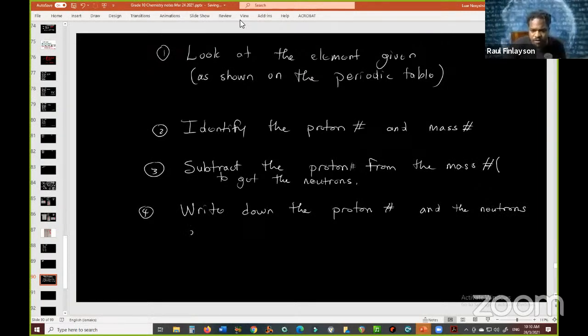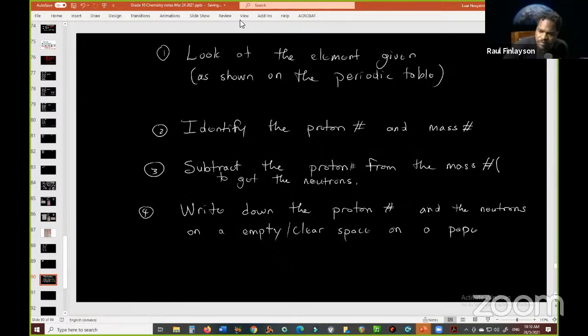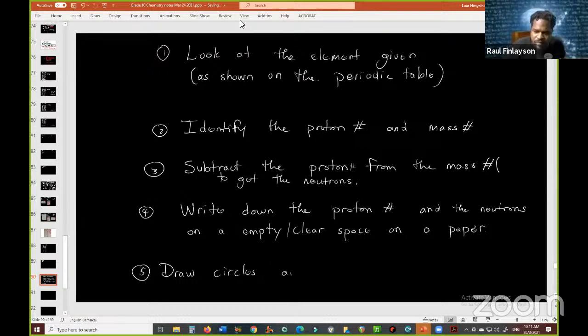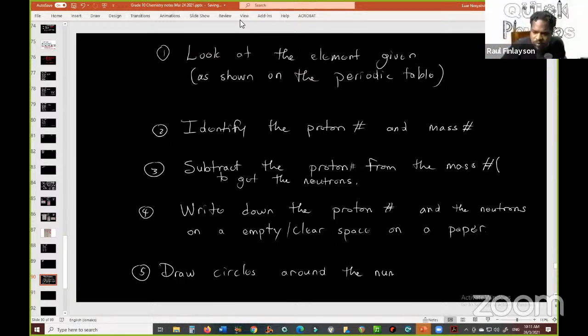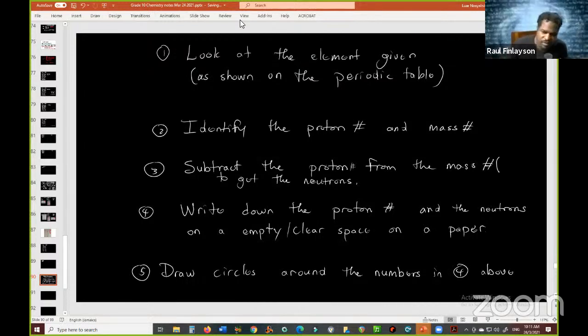And of course, leave empty or clear space on the paper. Then step 5, after you do that, you're going to draw the shells, because if it's an element, you're going to draw circles around the numbers you get up here. I'll just draw a circle around it.